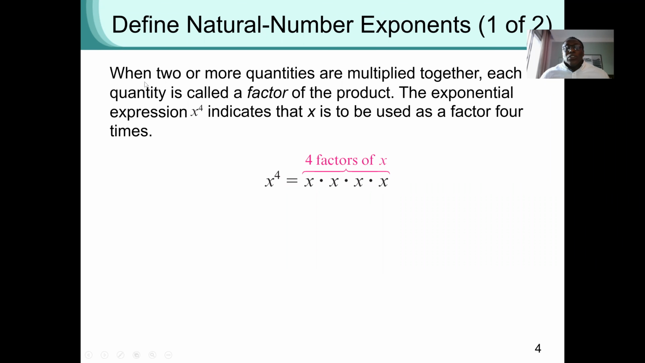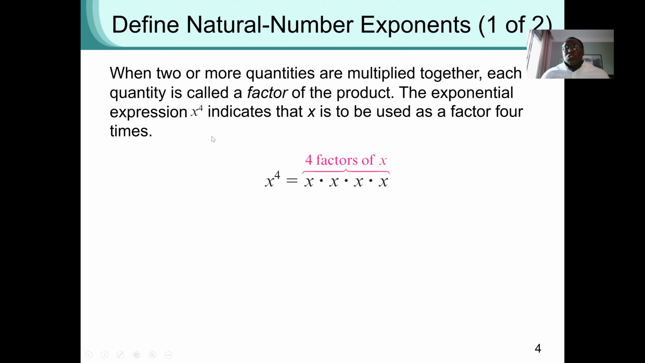Here we say that when two or more quantities are multiplied together, each quantity is called a factor of the product. So what we mean here is that, for example, if we have x raised to the power 4, it means x times x times x times x, which means we have 4 factors of x. Now, if x raised to the power 2, it means x will multiply itself twice. So we're going to have 2 factors of x. So that's what we mean here by when 2 or more quantities are multiplied together, each quantity is called a factor of that product.